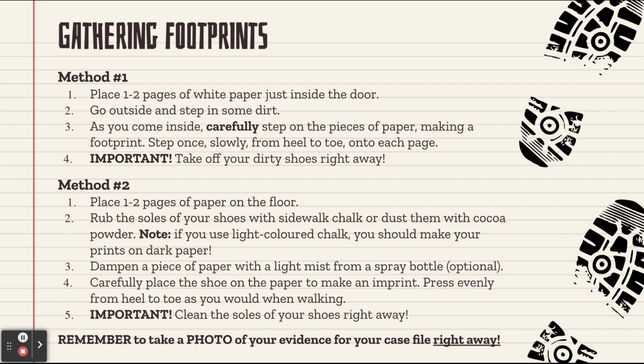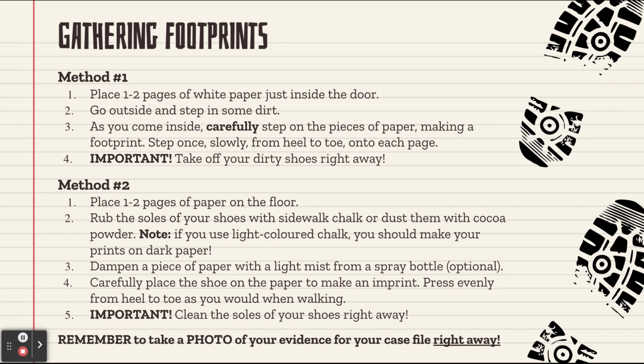In method 1, you're going to place 2 pieces of white paper just inside your door, then go outside and step in some dirt. It's probably best if you get the soles of your shoes a little bit damp before stepping in the dirt. As you come inside, carefully step on the pieces of paper, making a footprint. Step once slowly from heel to toe onto each page. And then, before you step off the paper, take off your dirty shoes right away so you don't make a mess and track dirt inside the house.